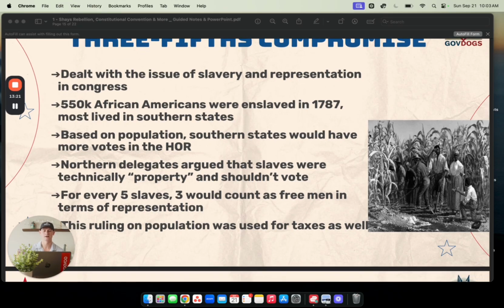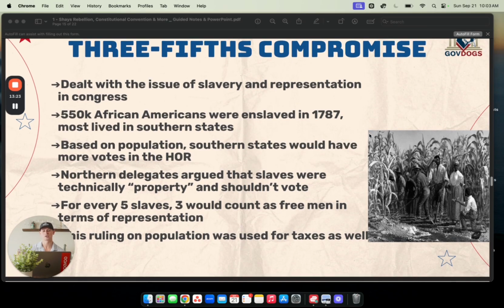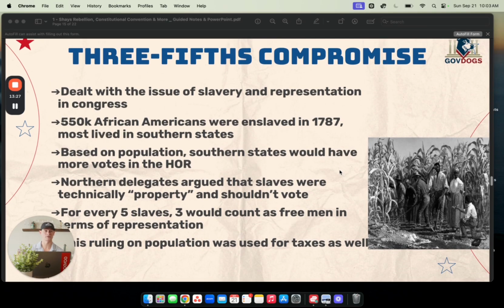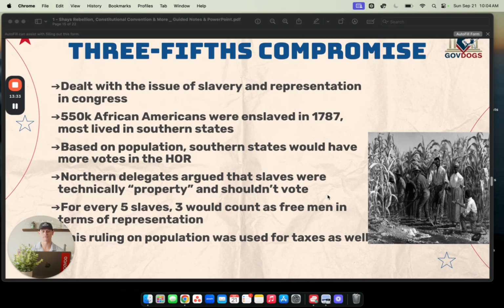So what happened here is known as the 3/5 compromise. So for every 5 slaves, 3 would count as free men in terms of representation, okay? So if you had 10 slaves, 6 would count as free men, right? This ruling was for population and used for taxes as well, all right? So even within the delegation of the Constitutional Convention, you still had arguments between the southern delegates and the northern delegates on that issue of slavery and what does it mean in terms of representation.